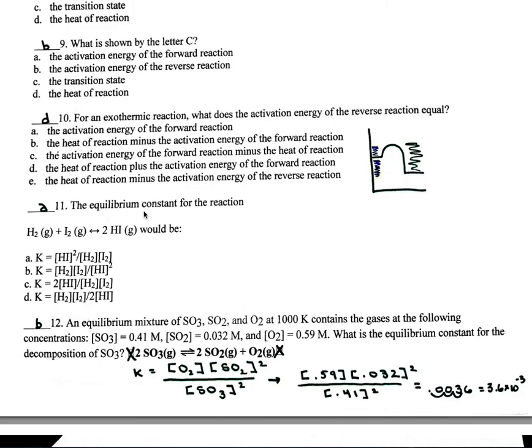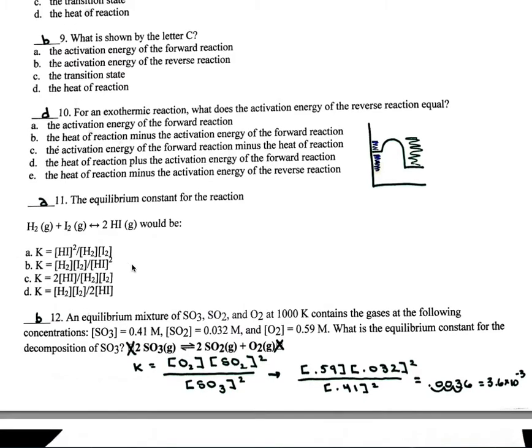All right, for 11, the equilibrium constant for the reaction. Remember, it's the concentration of one of your products raised to its coefficient, times another product, if you have another one, raised to its coefficient, all over the reactants raised to their coefficients. So here, it would be the concentration of HI, in brackets to represent concentration, raised to the second power, divided by H2, which doesn't have a coefficient so it's not raised to anything, times I2. That's best represented by A.